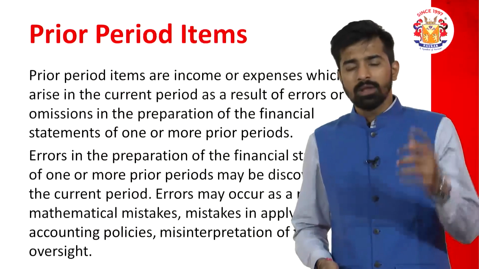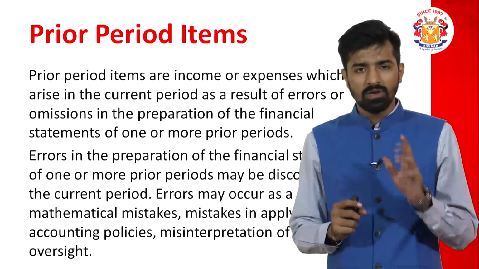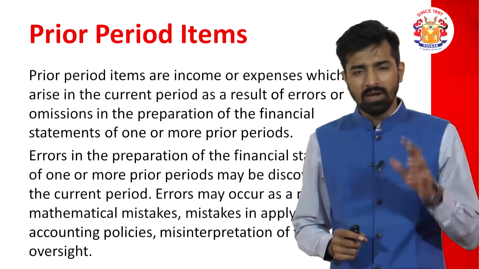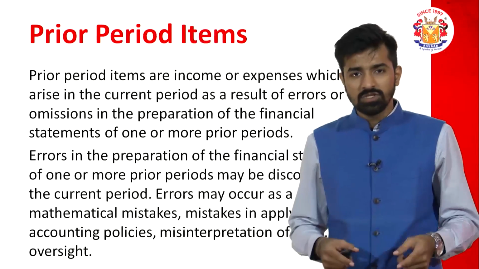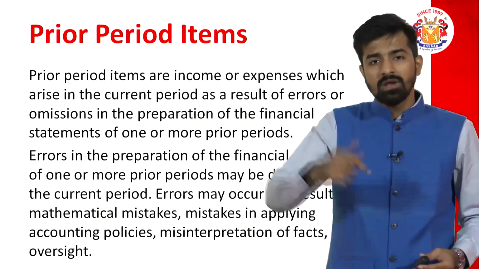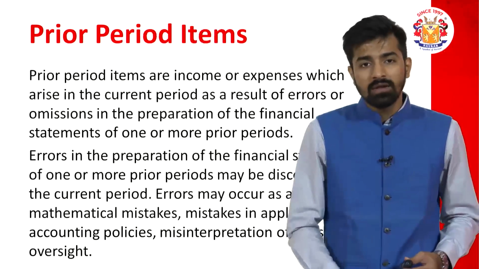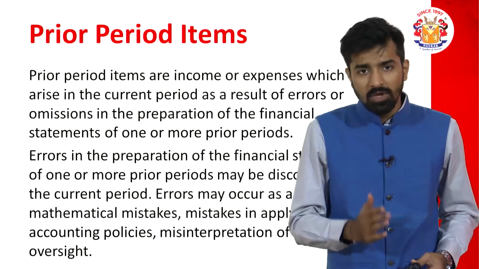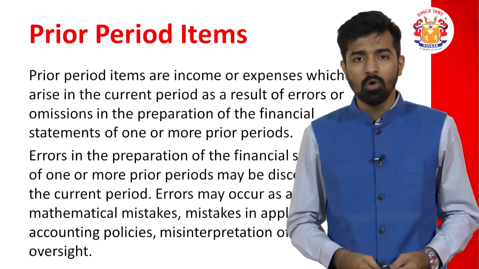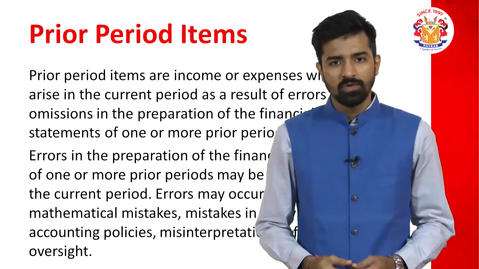Again, slowly going. Prior period items are incomes or expenses. So basically they are incomes or expenses, so it will only form part of your statement of profit and loss. They are items of income or expense which arise in the current period, but as a result of error or omission. It has to be as a result of error or omission. This is a very important point. It has to be as a result of error or omission in the preparation of financial statements of one or more prior period.